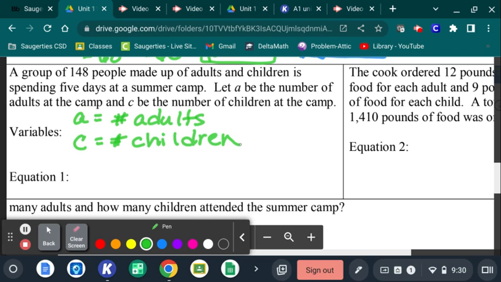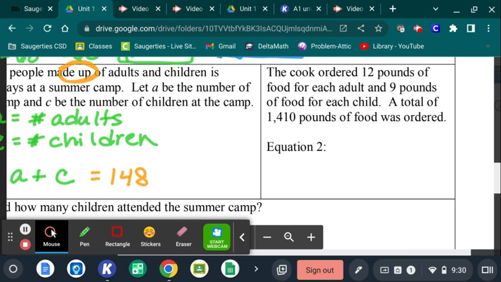Now, we have to write an equation. We are only given one useful number. We don't care that it's 5 days. We got 148 people. What kind of people? We got adults and kids. Adults plus children. So there's an equation.